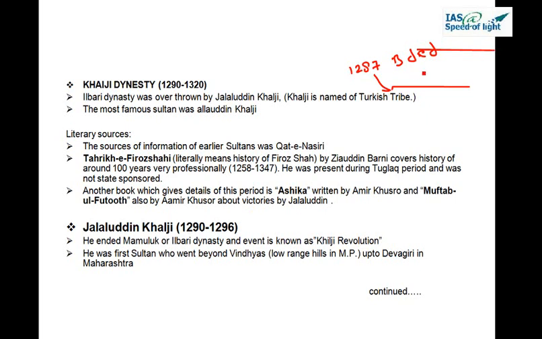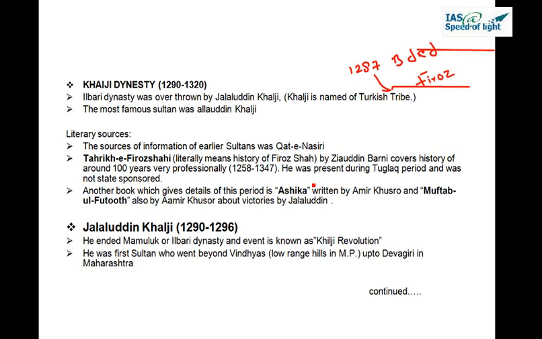Later a person named Firoz, who was one of the wardens at the border, was called to Delhi as the war minister, or Ariz-e-Mumalik. Later he killed Camarus and ascended the throne under the name of Jalaluddin Khalji. Now the Ilbari dynasty was overthrown by Jalaluddin Khalji.